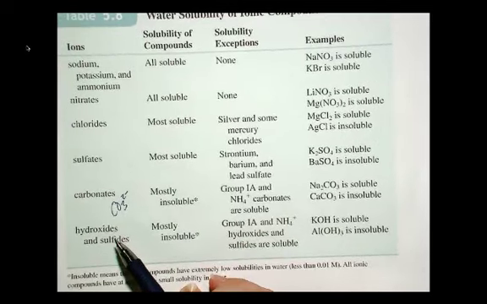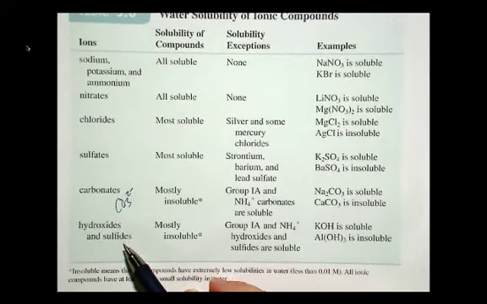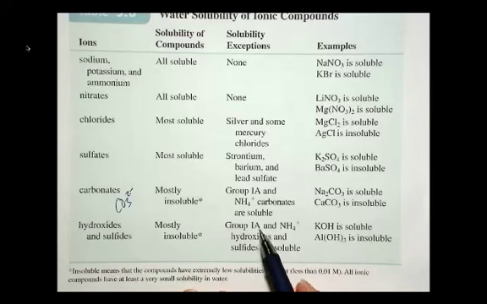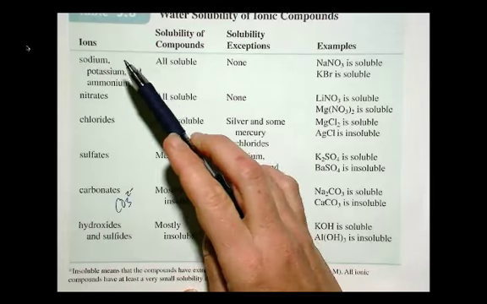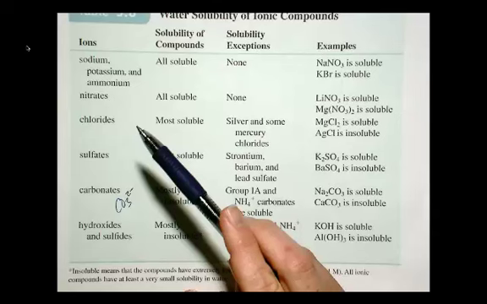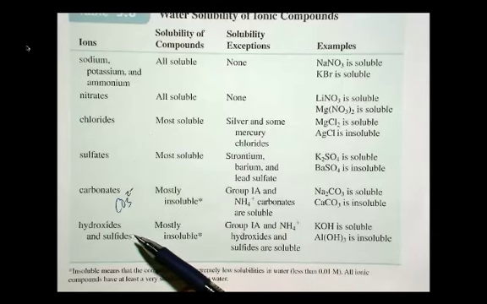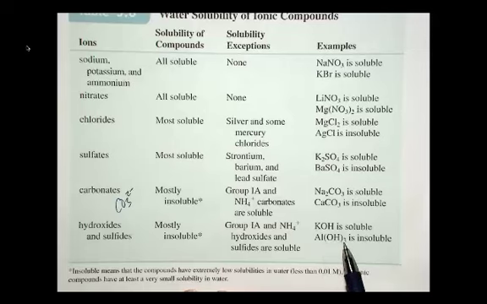And most salts that have hydroxides and sulfides are also insoluble, except for those that are made with group 1, sodium and potassium and ammonium, those will be soluble. So for example, potassium hydroxide is soluble, aluminum hydroxide is not.